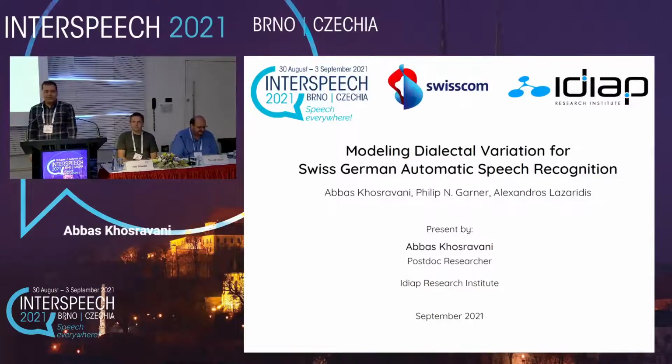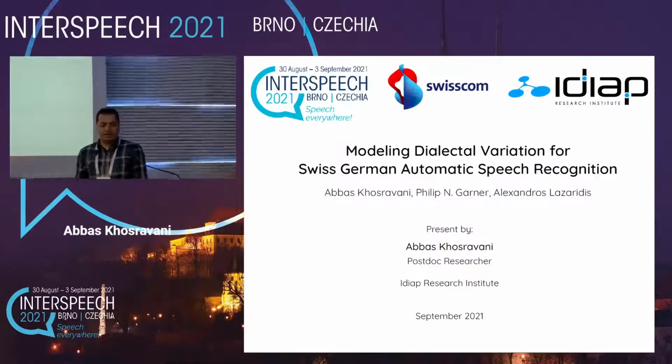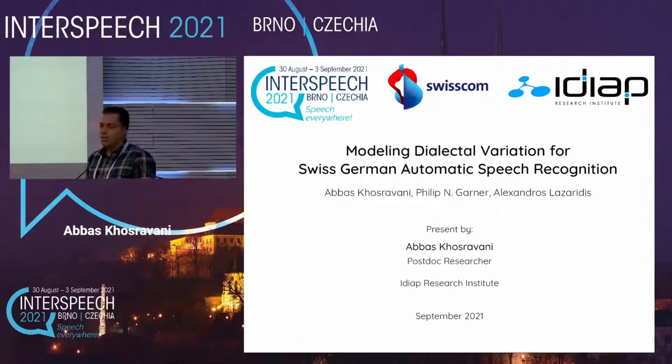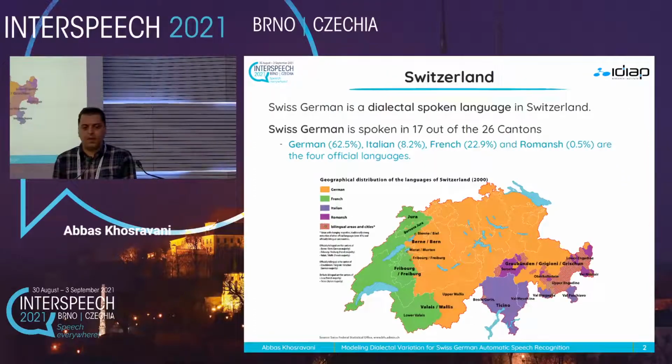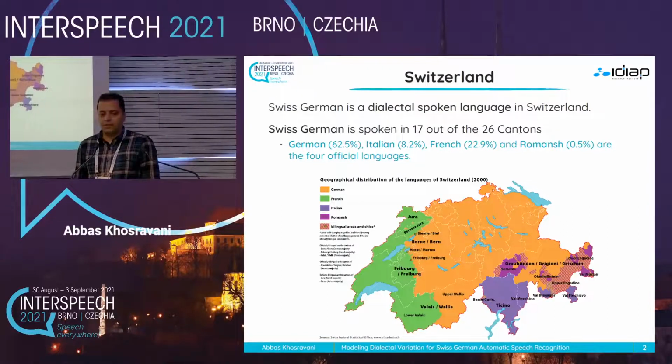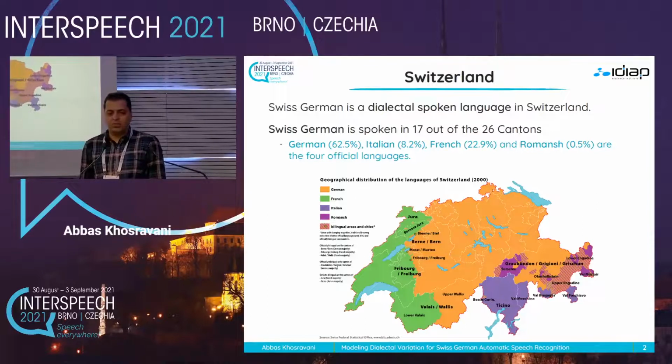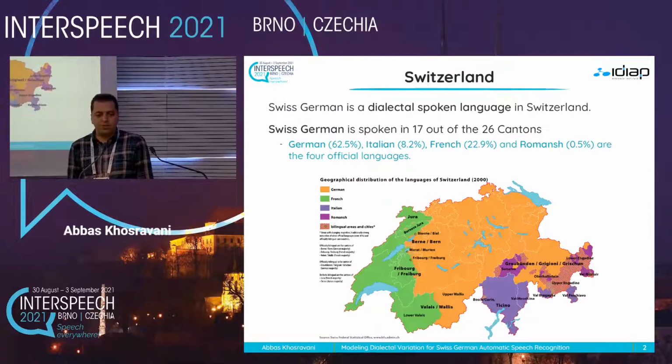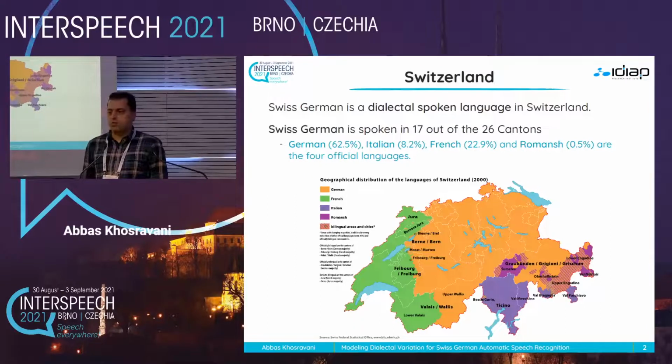Hello everyone. I'm happy to be here again to present my work on modeling dialectal variation for Swiss German ASR. Switzerland has four national languages: German, Italian, French, and Romansh. The majority of the people speak German, but that's not the German spoken in Germany. Swiss German is a dialectal spoken language.